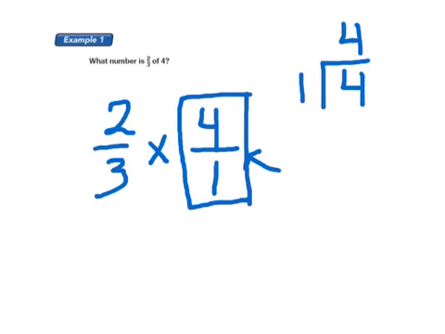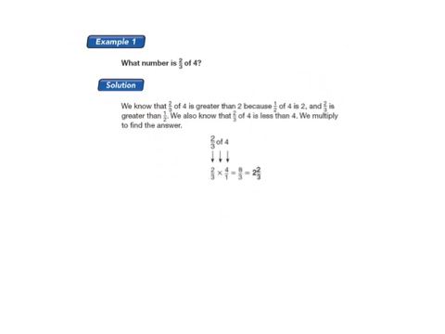Okay, so let's look at the solution to this problem. So we know that 2/3 of 4 is greater than 2 because half of 4 is 2, and 2/3 is bigger than a half. So we also know that 2/3 of 4 is less than 4 because it's a fraction. So we're going to multiply to find the answer.